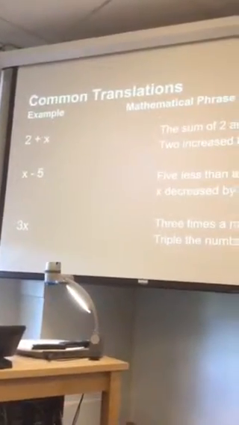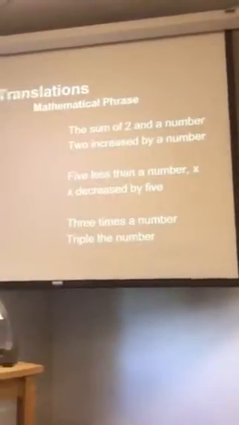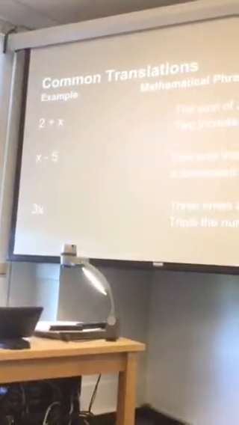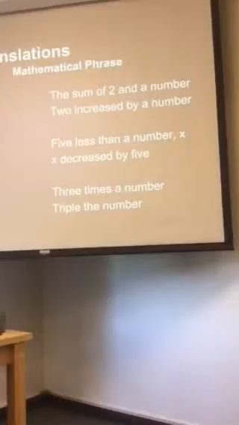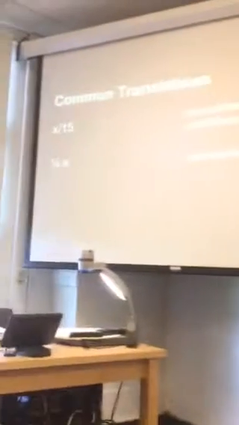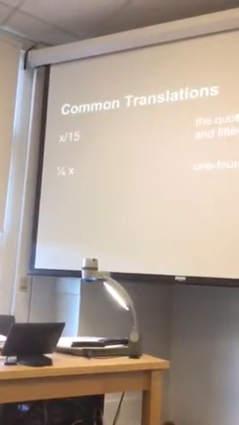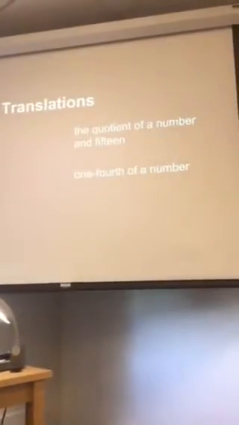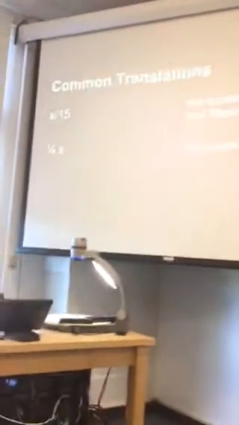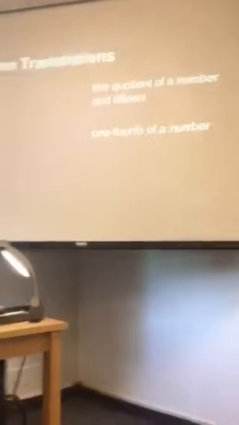So 2 plus x is the sum of 2 and a number, or 2 increased by a number. X minus 5 is 5 less than a number, or x decreased by 5. 3 times x is 3 times a number, or triple the number. X divided by 15 is the quotient of a number and 15. 1/4 times x is 1/4 of a number, or a quarter of a number.